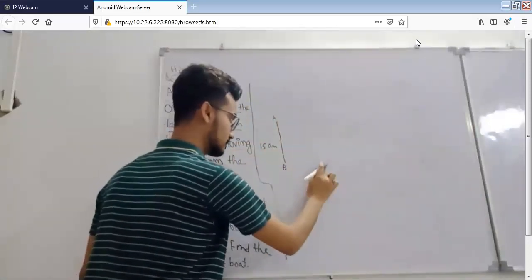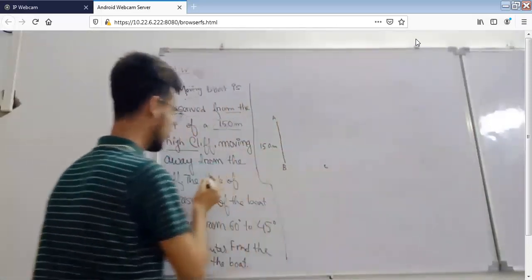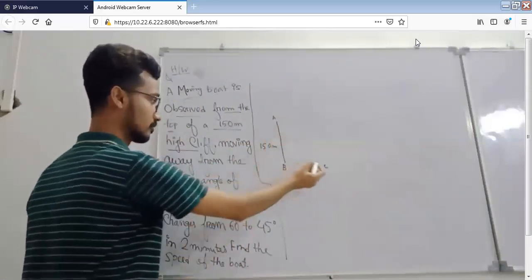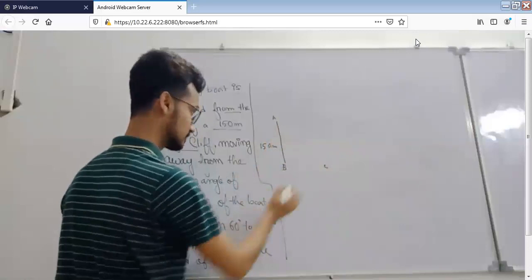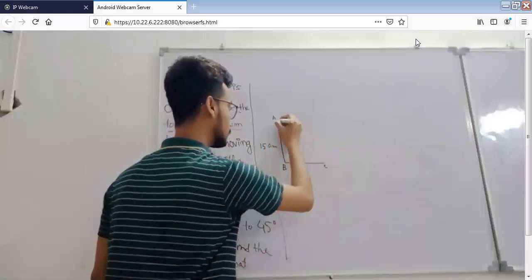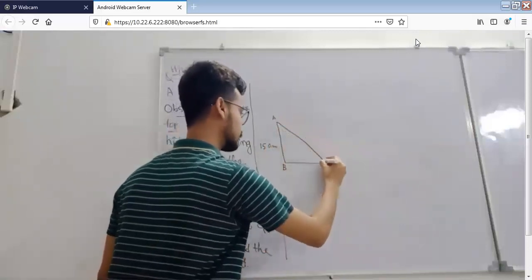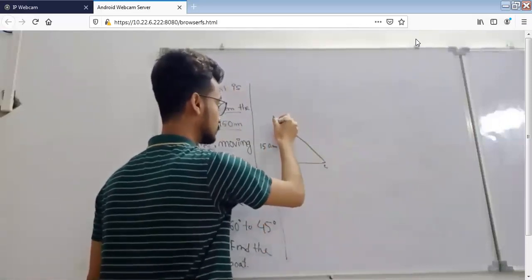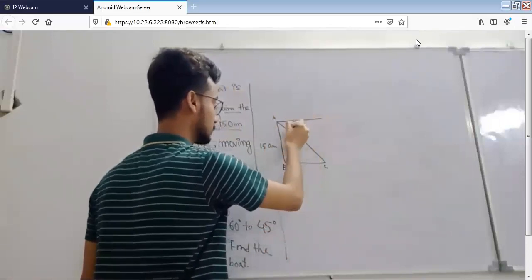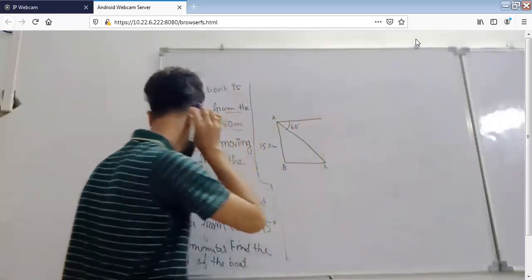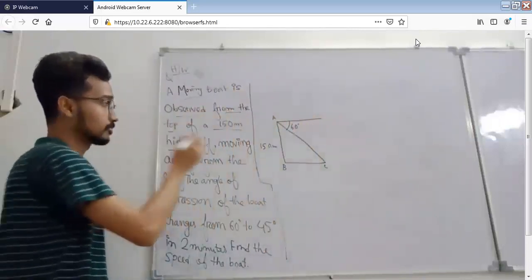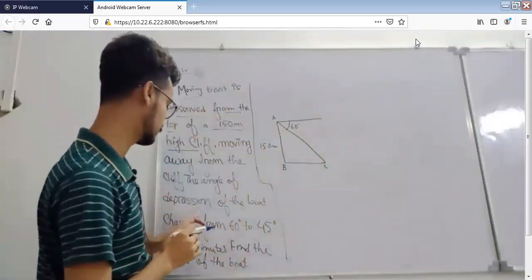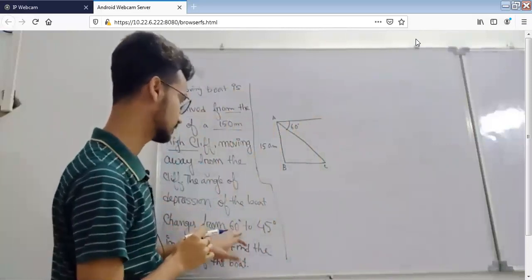Suppose when it is at the point C, the angle of elevation of the top of the cliff from the point C, this is your 60 degree. Yes or no? This degree is given to you, 60 degree. Angle of depression, it is not this distance. Yes or no? Angle of depression is given. Now see, from the top, the angle of depression of the boat changes from 60 degree to 45 degree.